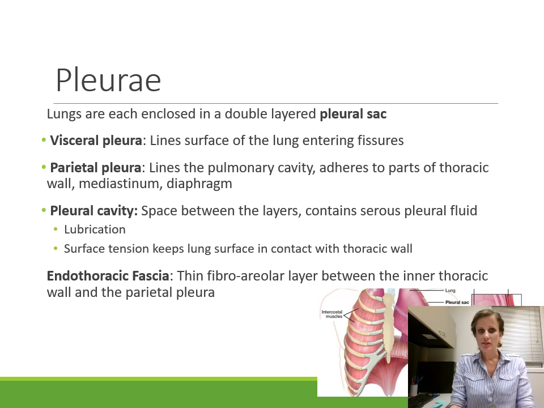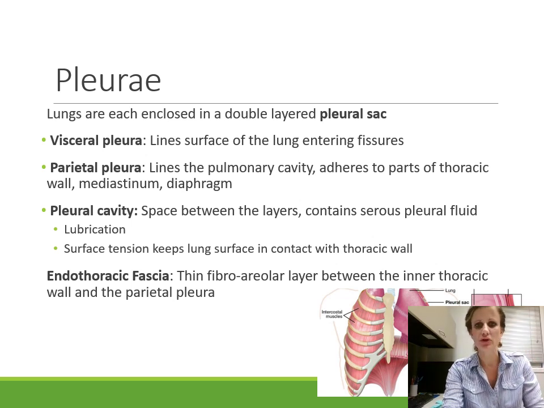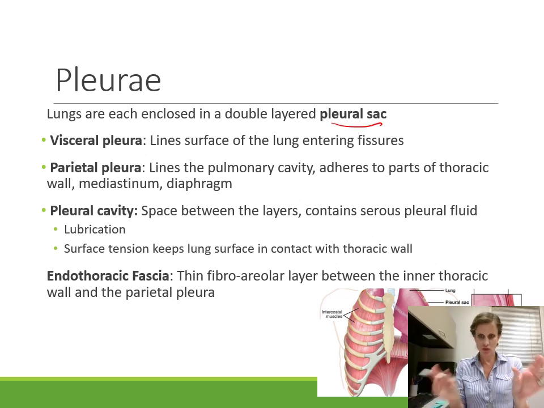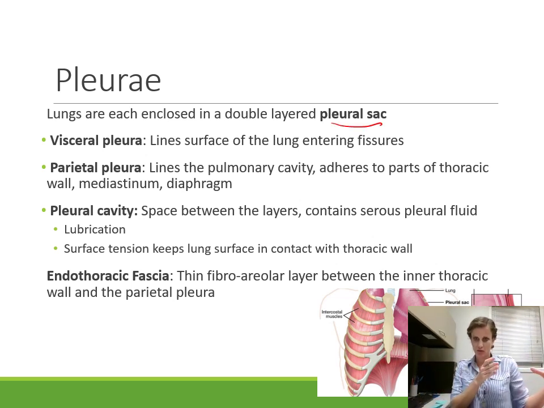So each of the lungs is enclosed in a double layered membrane or a double layered pleural sac. So we have two distinct pleural sacs, one around the left lung and one around the right lung. They're independent of each other. The pleural sac, again, is double layered. It has two layers, just like we see with the pericardium around the heart and the peritoneum in the abdomen. These are all double layered membranes. They each have a visceral layer and a parietal layer.